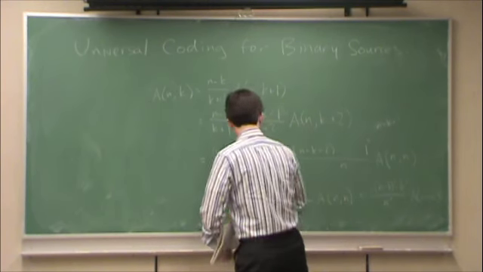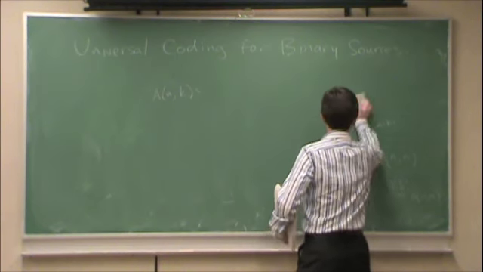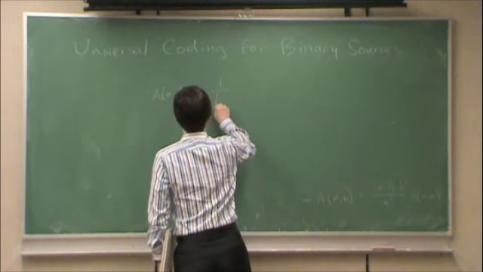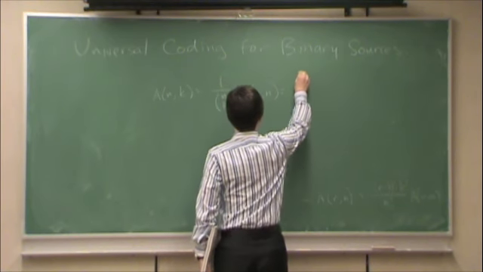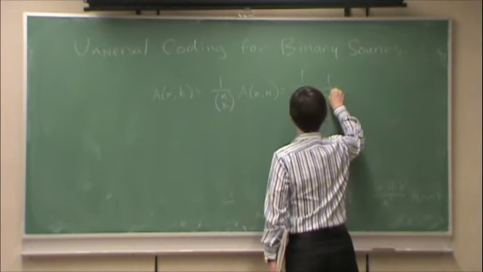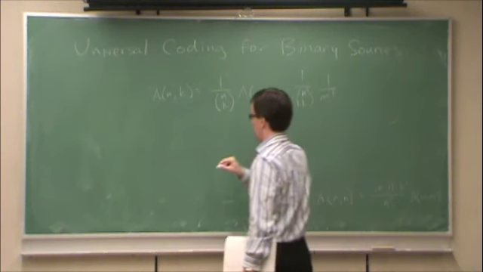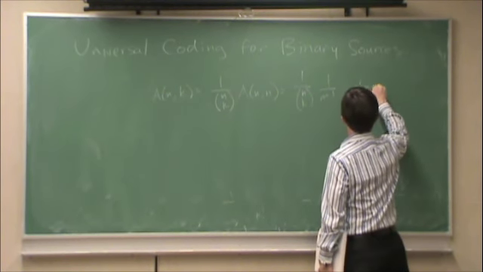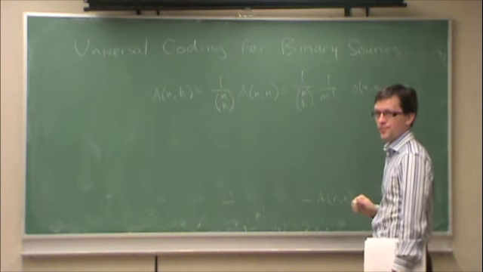So this is equal to a n k is equal to 1 over n choose k times a n n, which is equal to 1 over n choose k, 1 over n plus 1. And remember, this is the probability of x1, x2. This is what I assume is the probability of x1, x2 up to n.